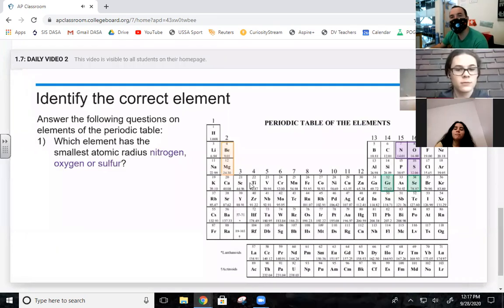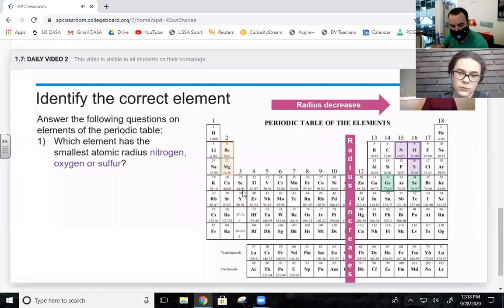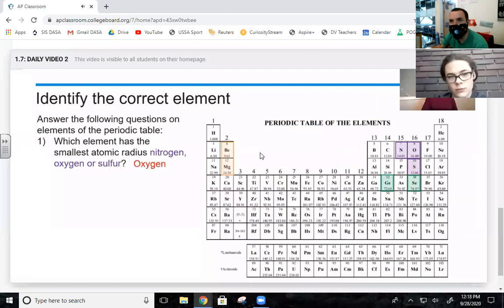And you can see that on the periodic table, I outlined them in purple. If you remember from earlier, the radius decreases as we go across, which means that oxygen is going to be smaller than nitrogen, and increases as we go down. So that means sulfur is going to be larger than oxygen. And so the correct answer in this case is oxygen, which will be the smallest element.